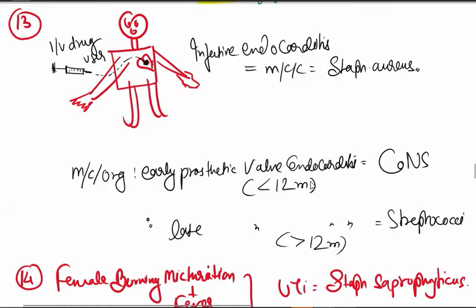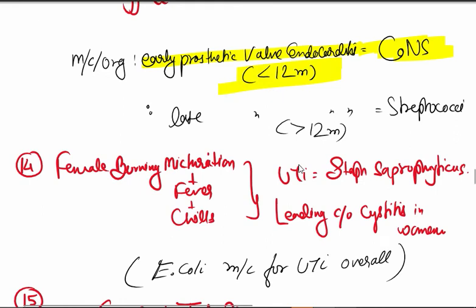Okay, next one, IV drug user. It may cause infective endocarditis, and the most common cause is Staph aureus. The most common organism in early prosthetic valve endocarditis is coagulase negative staphylococci. This is before 12 months, and late prosthetic valve endocarditis is caused by streptococci, that is more than 12 months.